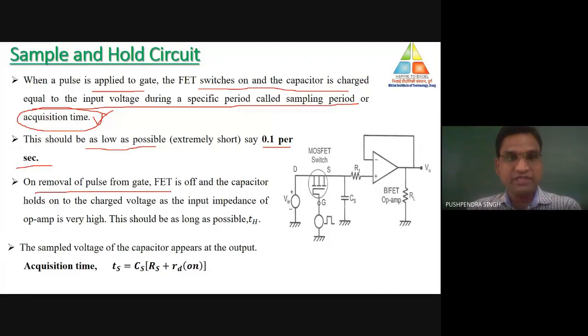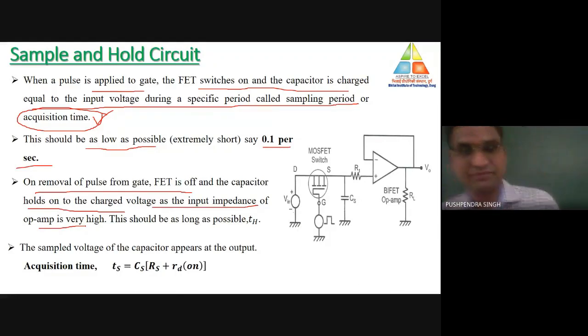Now on removal of the pulse at the gate, the FET is off. When the FET is off, the capacitor will hold the charges. And how can it hold the charges? Only when the value of impedance is very high can it hold the charges. Otherwise, the capacitor will discharge, but we don't want to discharge the capacitor. Only when the capacitor does not discharge can it hold the charges. That's why the input impedance should be very high, and it should be long as TH.